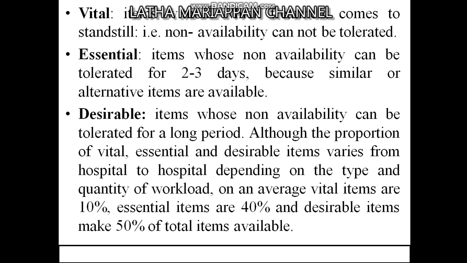The items without which treatment comes to a standstill, that is, whose non-availability cannot be tolerated. So, that is called vital items. Essential items are those whose non-availability can be tolerated for 2 to 3 days because similar or alternative items are available. Desirable items are those whose non-availability can be tolerated for a longer period.